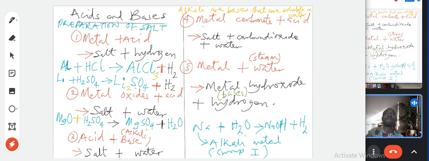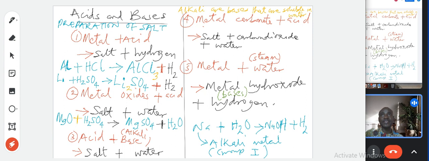In fact, they are formed by group 1 and group 2. If you remember, when I told you about the periodic table, group 1 metals are called alkali metals. Group 2 are called alkaline earth metals. So group 1 metals and group 2 metals form bases that are soluble in water. So they form alkalis.